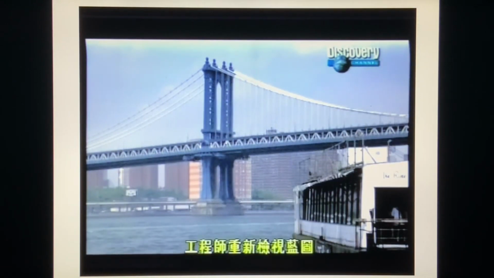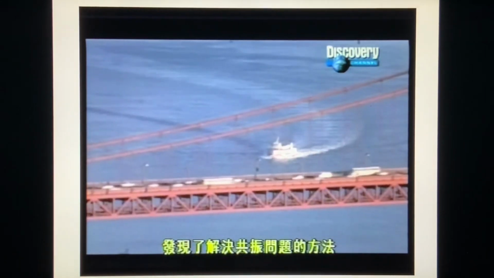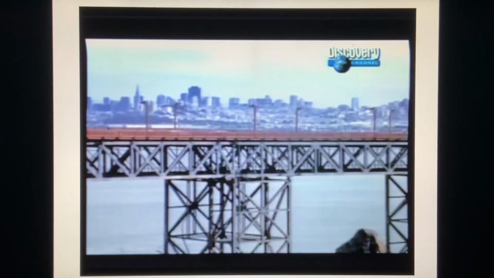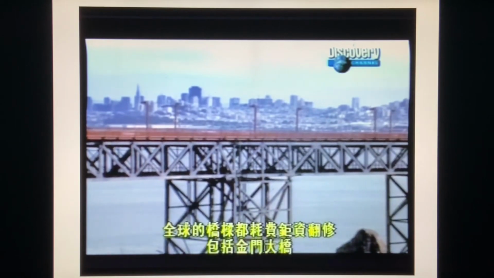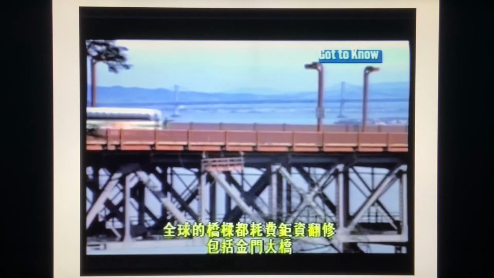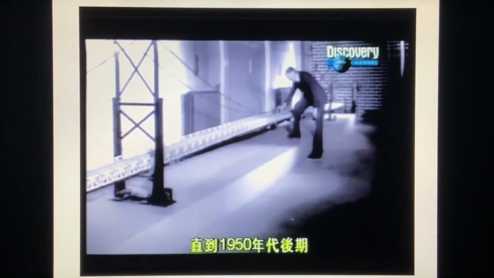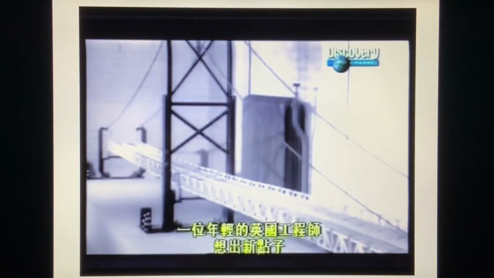They went back to the drawing board and discovered that the way to combat resonance was to bolt extra beams underneath the deck, called a stiffening truss. At vast expense, bridges around the world, including the Golden Gate, were retrofitted. It seemed the stiffening truss was the only way forward. That was until the late 1950s, when a young British designer came up with a new idea.